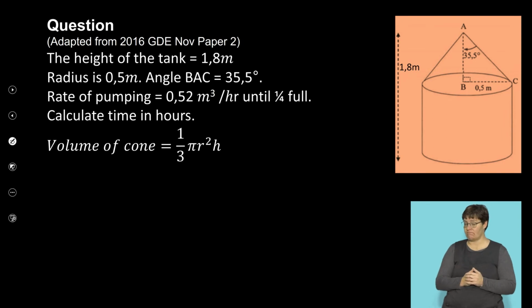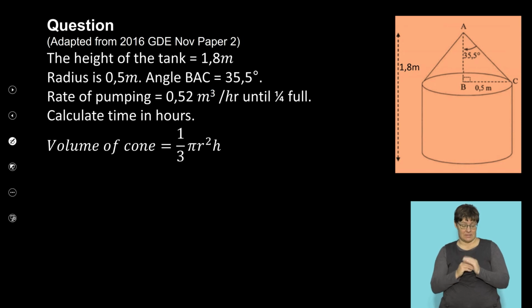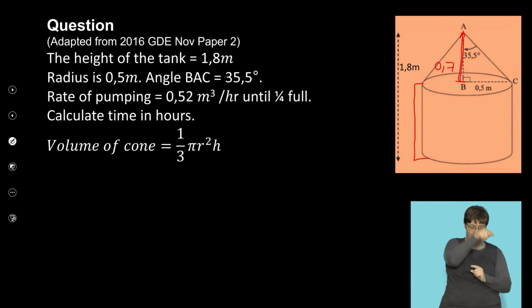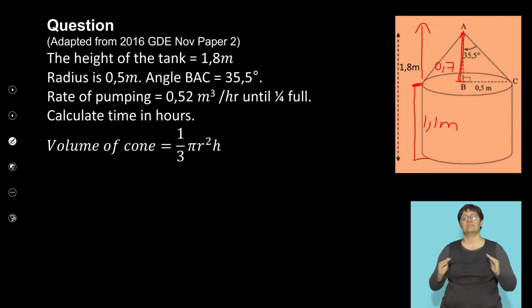So the height of the tank itself is 1,8 meters, but I calculated the length of my perpendicular height. So I know that my perpendicular height is 0,7, but because my perpendicular height is 0,7, that means that the height of the cylinder would have to be 1,1 meters, because we know that from this point going up, there's a height gain of 0,7. So we know that the radius is 0,5.